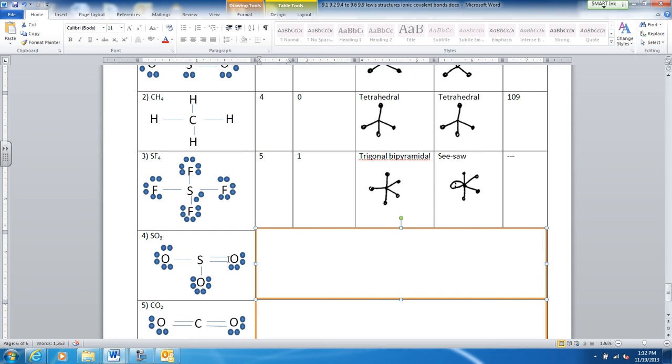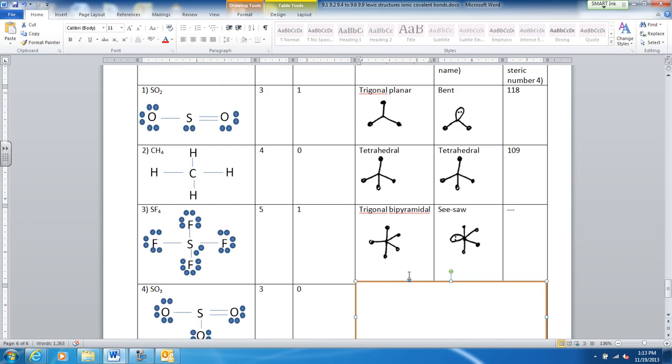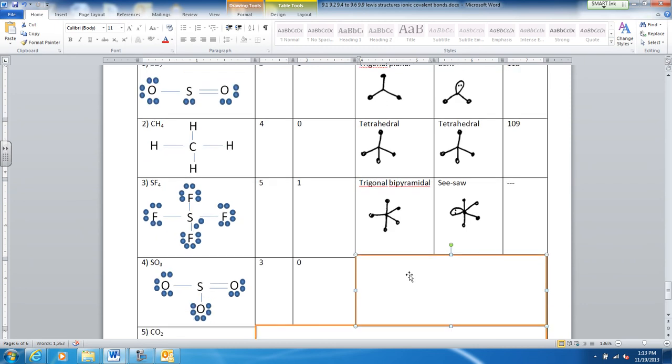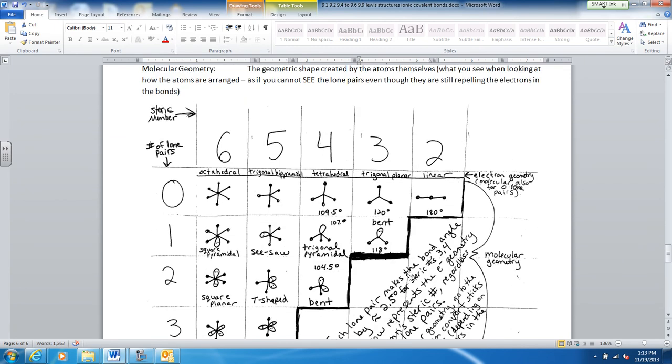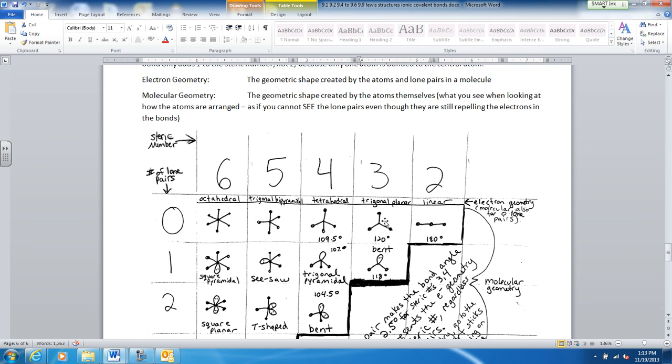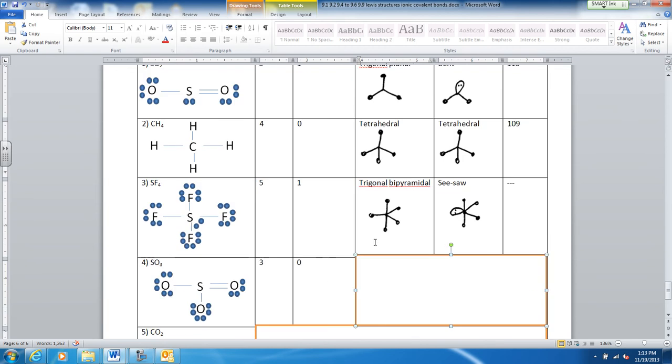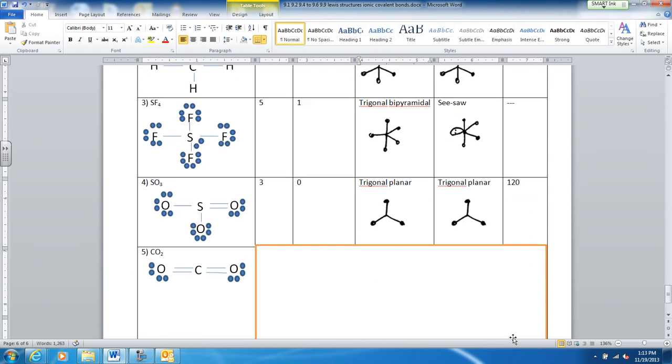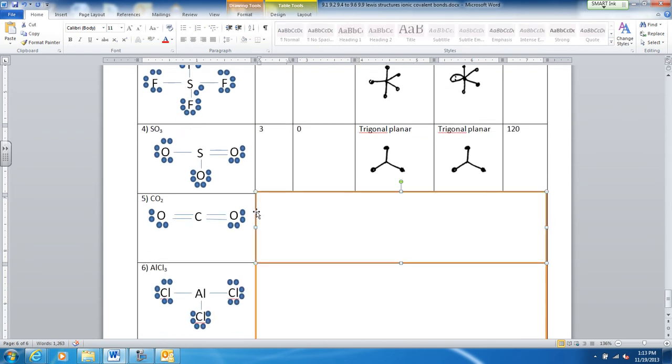Okay, SO3. Now remember, double bonds count as just 1 for counting steric number because it's bonded atoms. So there are 3 atoms bonded to sulfur, no lone pairs on the sulfur, so it's steric number 3, no lone pairs. We've already done that one. No, we haven't. So steric number 3, electron geometry is trigonal planar. No lone pairs, same geometry, and the angle is 120. And again, you can pause, do this on your own.